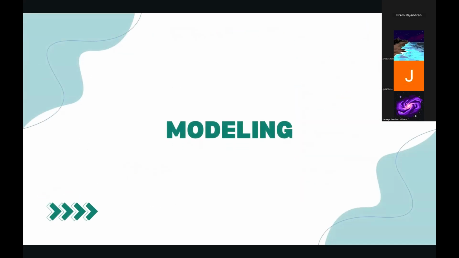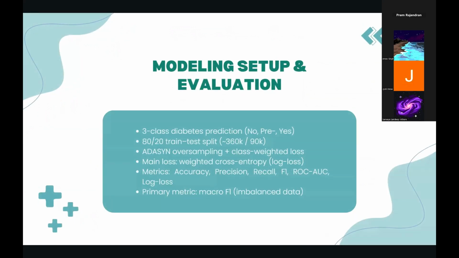In terms of the modeling phase of our project, we model diabetes as a three-class problem, which includes non-diabetic, pre-diabetic, and diabetic patients. We split the dataset into an 80-20 train-test split, which gave us about 360,000 training examples and 90,000 test examples. The main challenge, of course, was a heavy class imbalance. So on the training set, we performed ADASYN oversampling with class-weighted loss functions to boost the diabetic as well as the pre-diabetic classes. All the models optimize the weighted cross entropy or log loss, which penalizes overconfident mistakes.